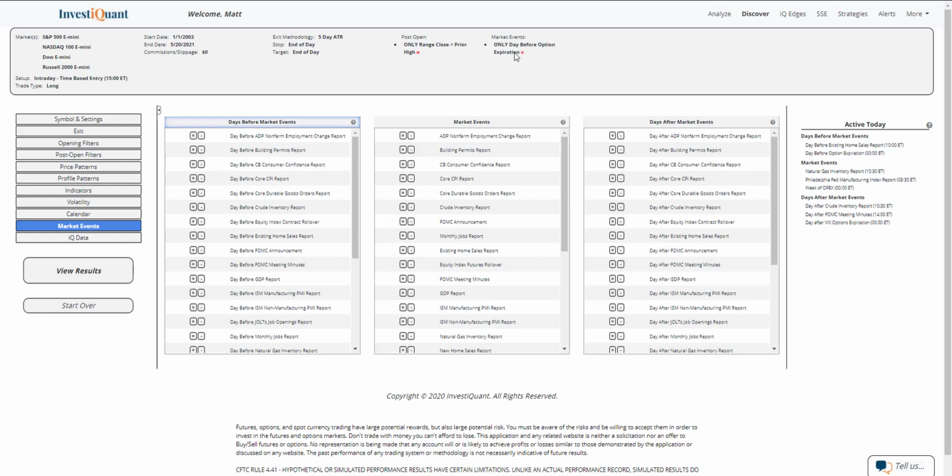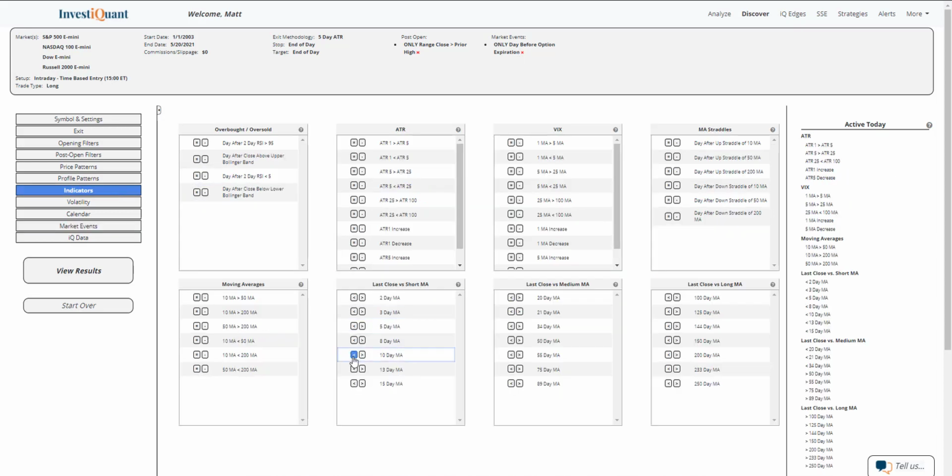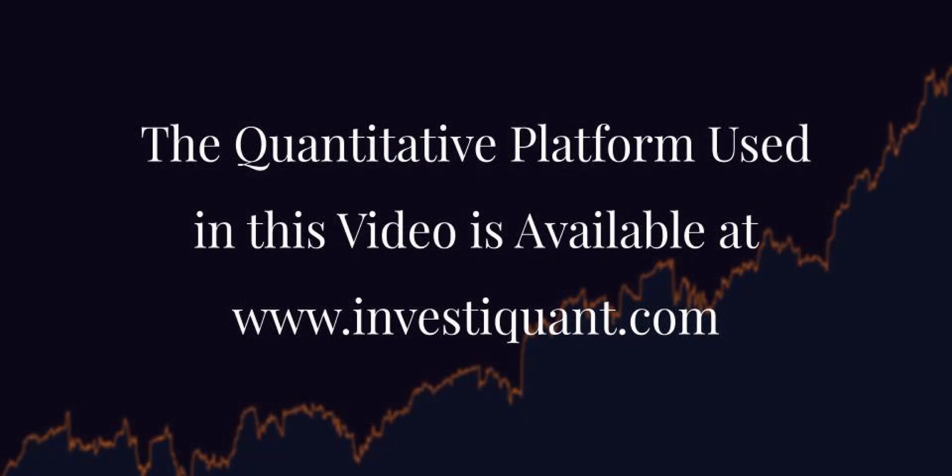And then lastly, I'm going to put it in a similar market environment. And that's very important for this study. I learned a little bit here as I was looking at this study just a few moments ago that it is very different if it is above a 10-day moving average versus below a 10-day moving average. So I've got that selected. Now we can click View Results.